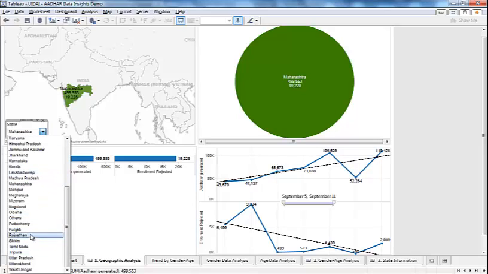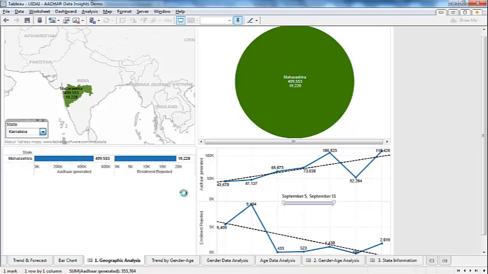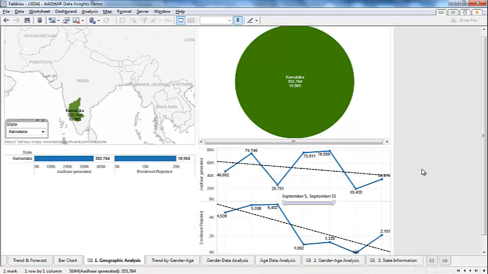Let's pick up a bigger state, for example, Karnataka. We clearly observe that this trend is more or less consistent. Monday being the peak period, and the very next day, the number of enrollments drops. So this kind of trend analysis helps us to analyze how we can utilize our manpower, or how we can deploy our contractor workforce on a particular day to handle work pressure.